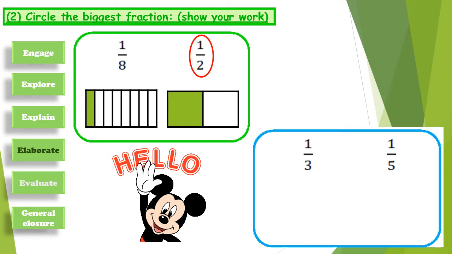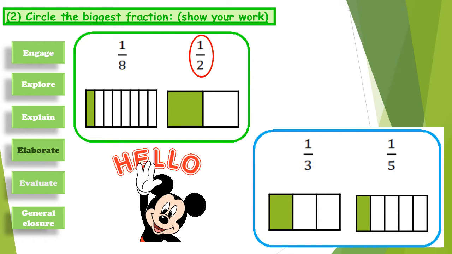Which is the greatest or biggest unit fraction? I have third here and fifth here. Look at the denominator. The unit fraction that has the smallest denominator is the biggest unit fraction. So 3 or 5? 3 is the smallest denominator, so third is the greatest unit fraction. To show my work, I will do a split model. Third, 1 out of 3. Fifth, 1 out of 5.